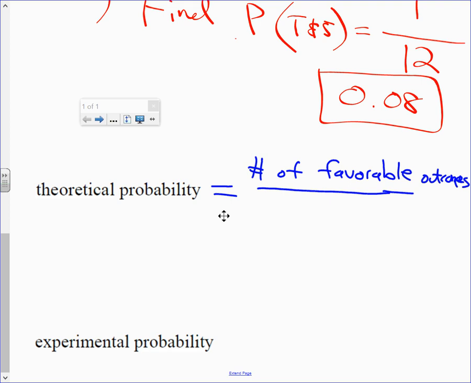Hat off. Number of favorable outcomes over the number of total outcomes. So this is the one I just used a little while ago when I did the flipping of the coin and tossing the dice. It's on the back. No, this is the front. Theoretical probability. So this is the word in the front. Favorable outcomes divided by the number of total outcomes. I just used this formula for the flipping of the coin and tossing of the die.